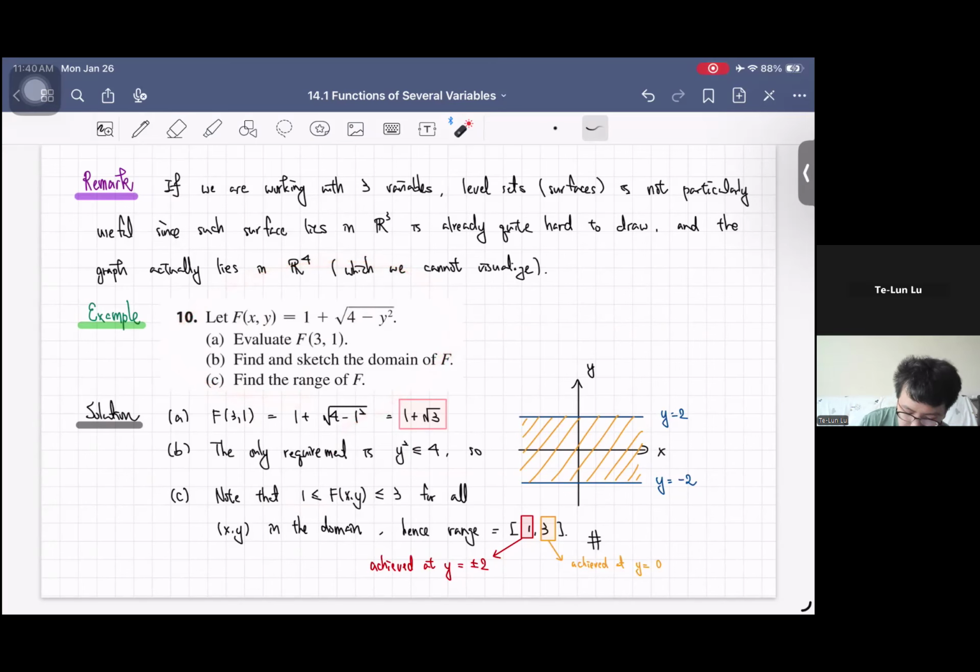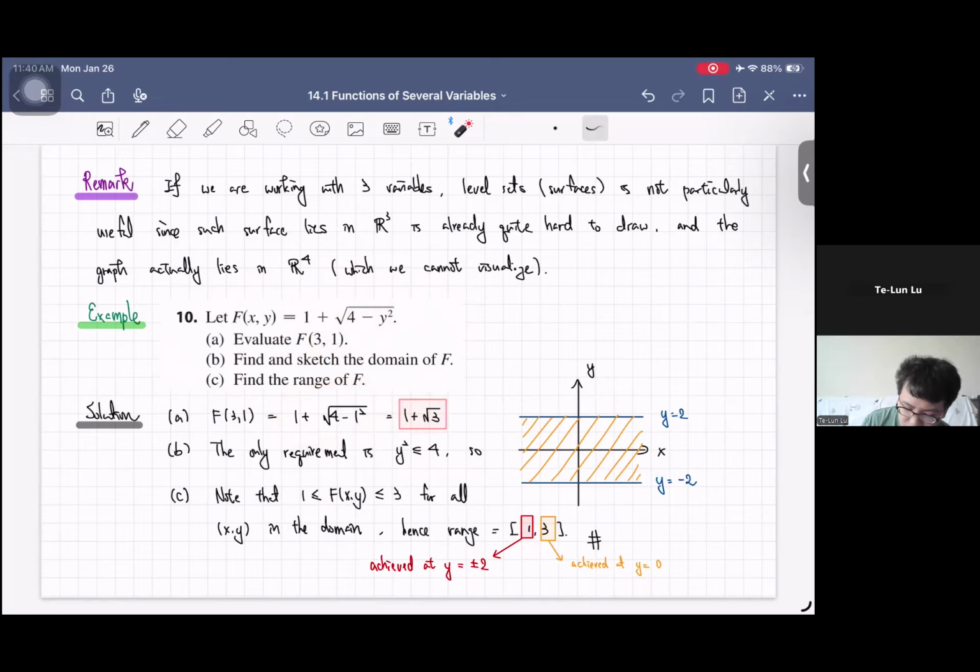So f of x, y is given to be 1 plus root of 4 minus y squared. We have three different problems, so let's do that individually. The first one is f of 3, 1. You basically plug x to be 3 and y to be 1. In particular, in this case, it does not really depend on x. So you just plug y to be 1, and you get 1 plus root 3.